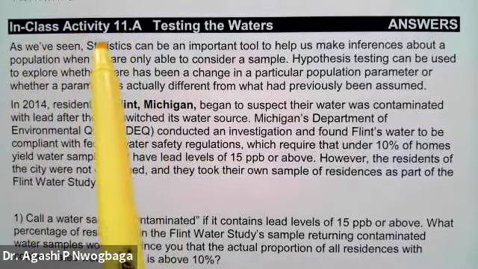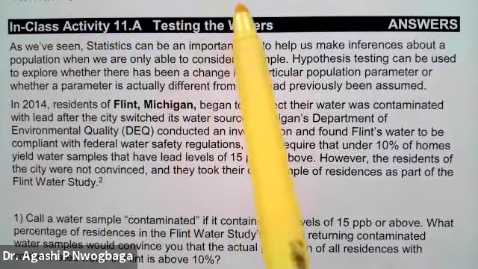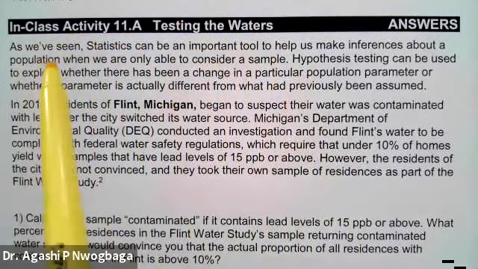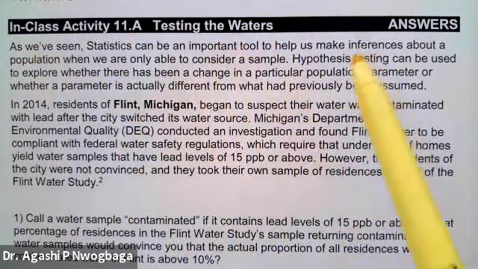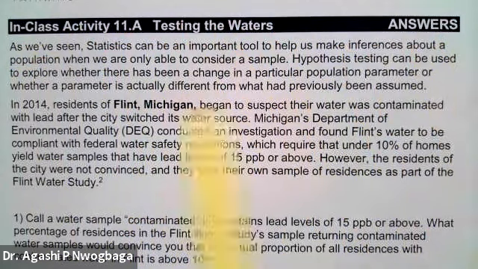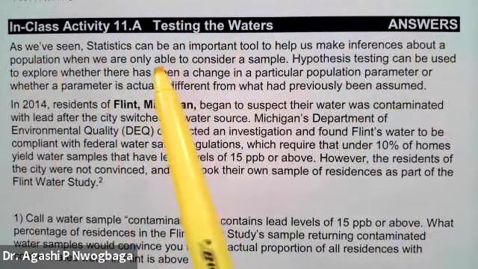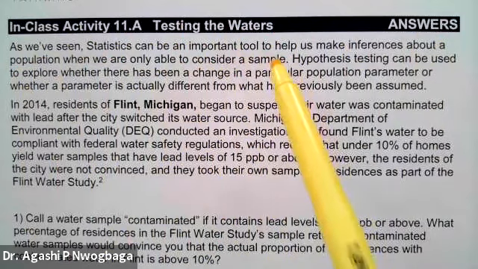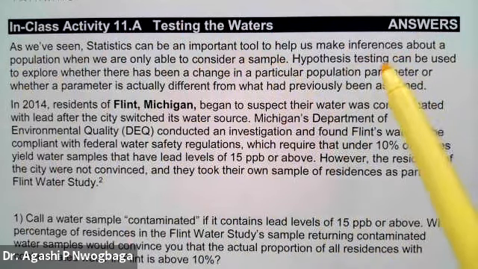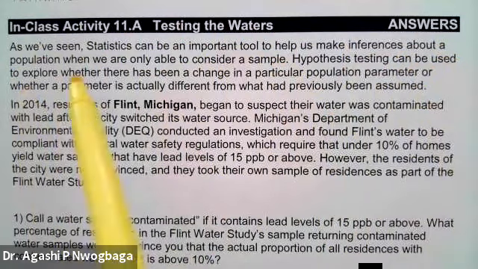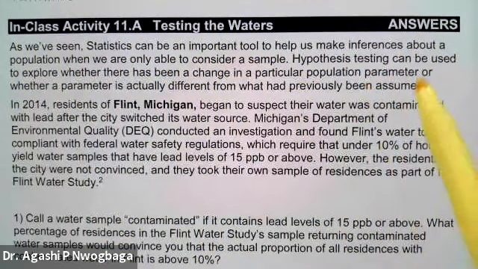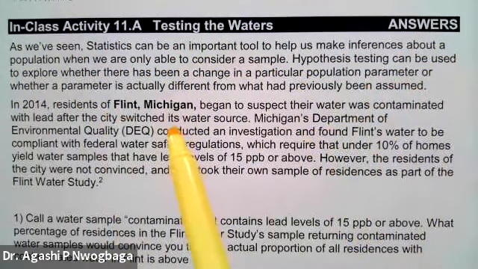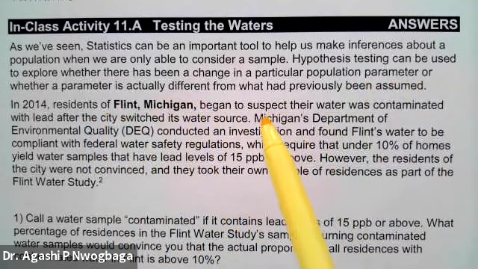In-class activity 11A, testing the waters. As we have seen, statistics can be an important tool to help us make inferences about a population when we are only able to consider a sample. Hypothesis testing can be used to explore whether there has been a change in a particular population parameter, or whether a parameter is actually different from what had previously been assumed.